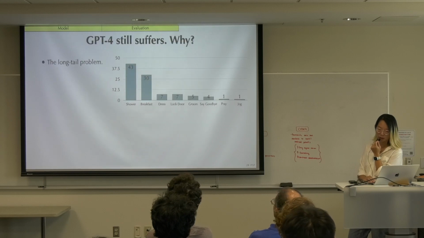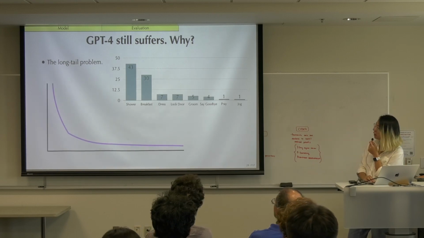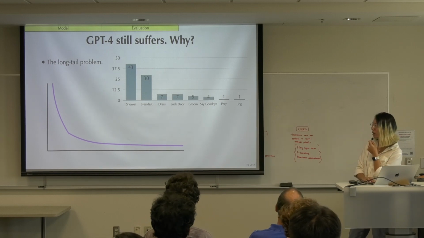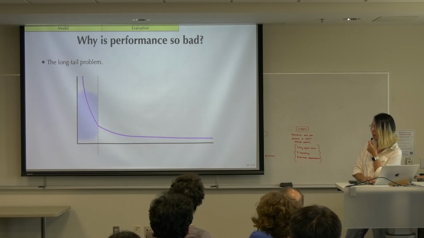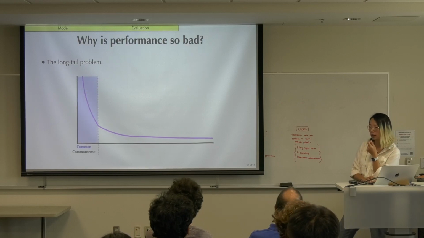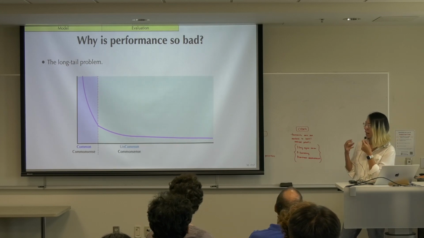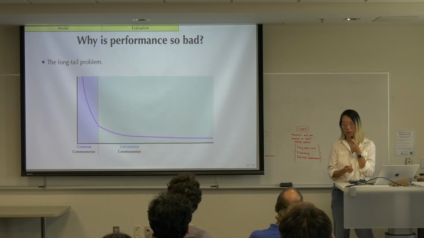And furthermore, after we proposed this benchmark, we saw that models like GPT-4 still suffer. So we're asking why this happens. And we hypothesize, not claim, that it's because of the long tail problem, where the majority of the distribution lies on common sense. And there are still things that happen every day that are the kind of uncommon common sense.